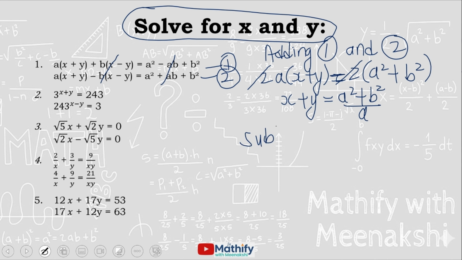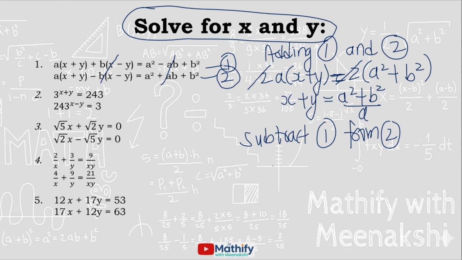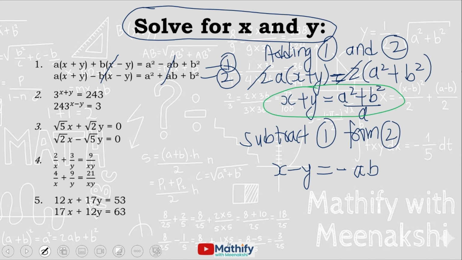Now you will subtract both the equations. So I will write, subtract 1 from 2. When you subtract 1 from 2, at last you will get x minus y is equal to minus ab. Okay, what you will get is x minus y is equal to minus ab. Now consider these equations as the final equations, first and second.